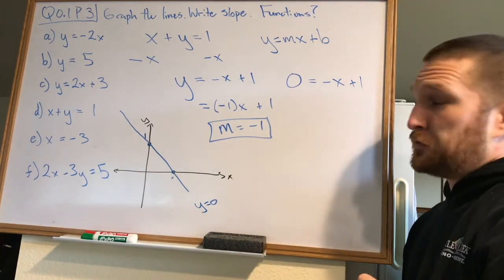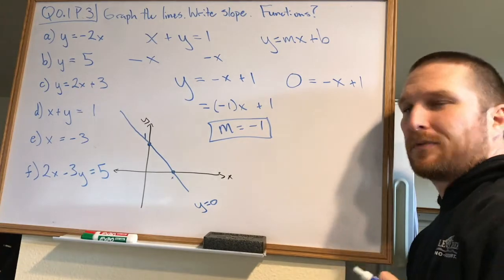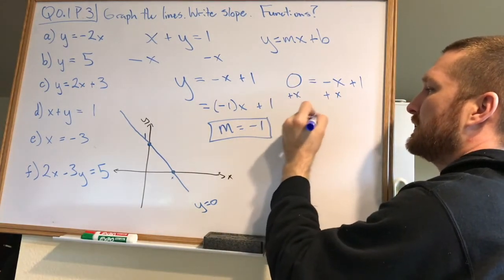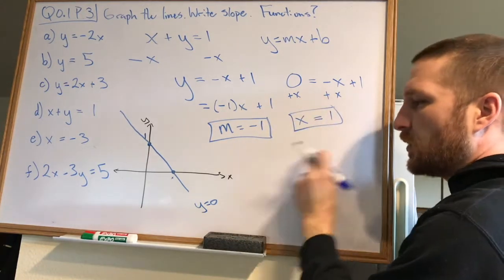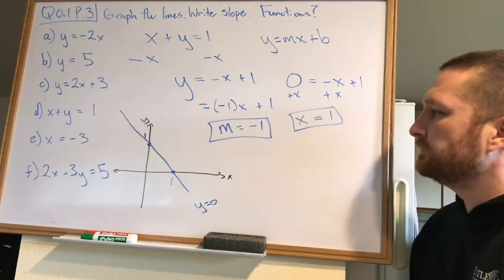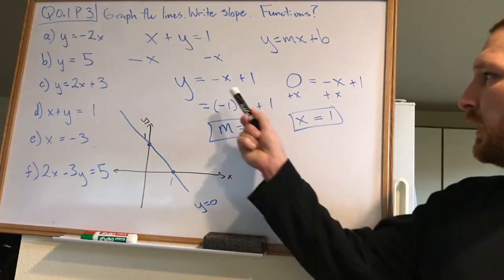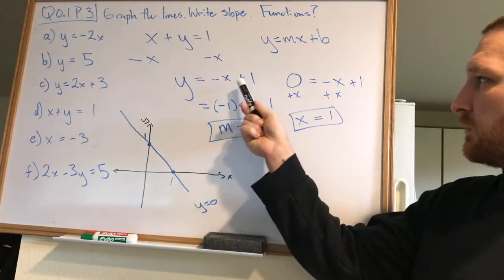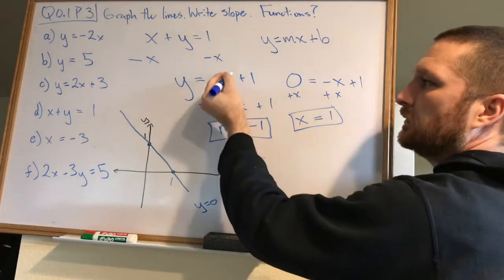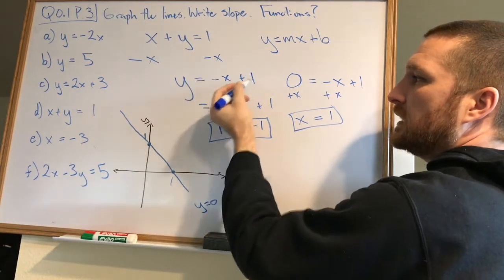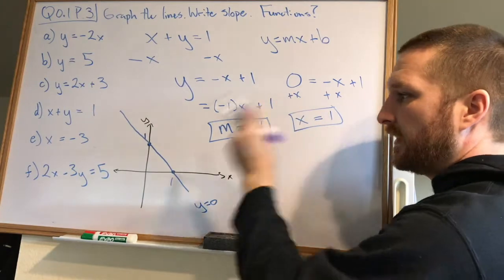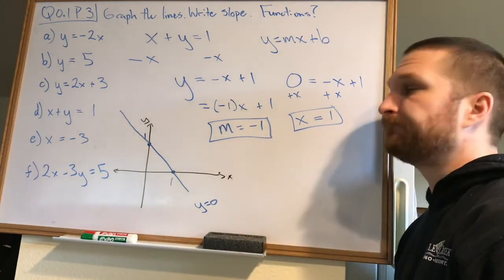A couple ways we could do this. I'm going to go ahead and add x to both sides. And we get x equals 1. So that guy right there should be a 1. Just going to double check it. Plugging in a 1, I get minus 1 plus 1 equals 0. Yep. Plugging in a 0 gives me a 1. So when x equals 0, y equals 1. That's perfectly good right there.